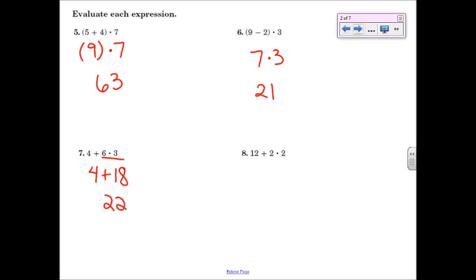The next one, same thing. We don't have any parentheses. We don't have any exponents, but we do have multiplication. So we do this multiplication first. And we have 12 plus 2 times 2 is 4. Then we move on to the addition subtraction step, and that's all we have left. So 12 plus 4 is 16.